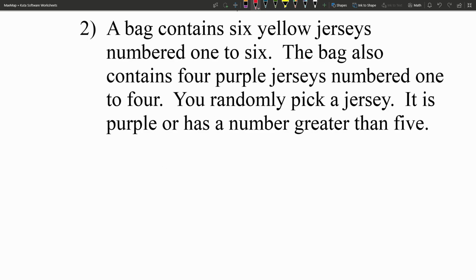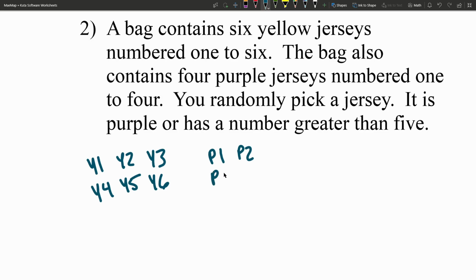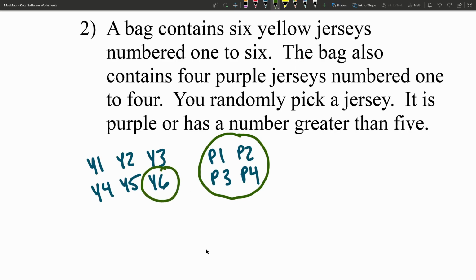So if we think about this as a Venn diagram, we'll put yellow jerseys over here. So we have yellow 1, yellow 2, yellow 3, yellow 4, yellow 5, and yellow 6. And over here, we have purple 1, purple 2, purple 3, and purple 4. So what I'm going to do is circle all the purple jerseys, and then circle all the jerseys that have a number greater than 5, which does not include 5, so that's just this one jersey here. Notice that there's no overlap, so these events are mutually exclusive.